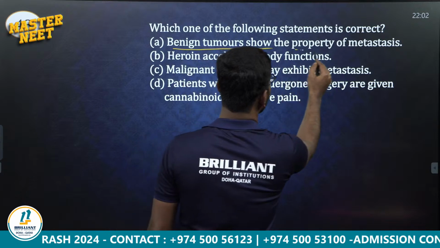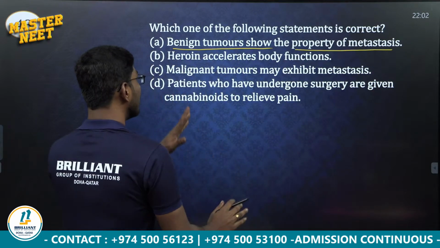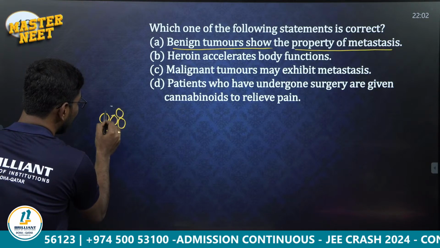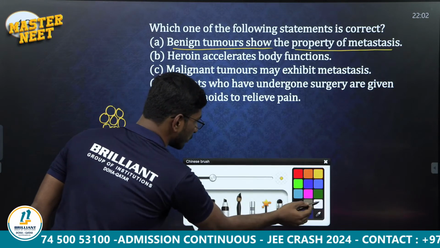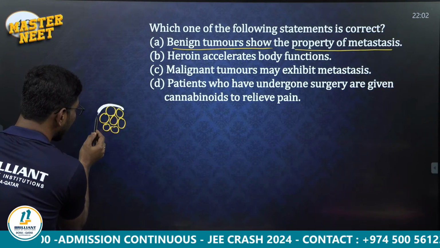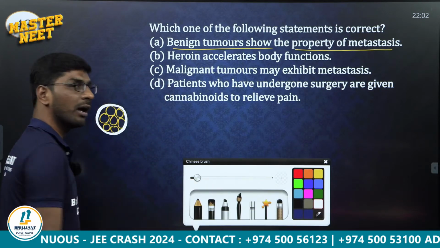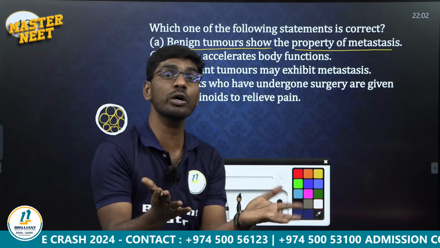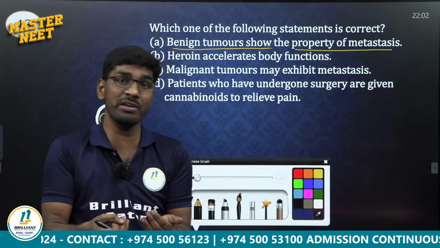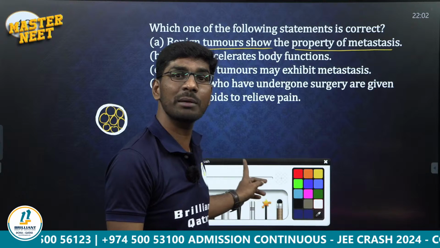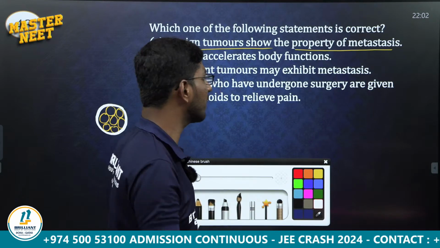Benign tumor shows the property of metastasis. Listen here. One tumor has formed. For example, this is a benign tumor. I told you in the class, do remember the thick connective tissue layer is present around this benign tumor. So there is no chance of the cells leaving, entering the blood and forming a tumor in a different area. So these cells are benign cells. A benign tumor is not a cancer.